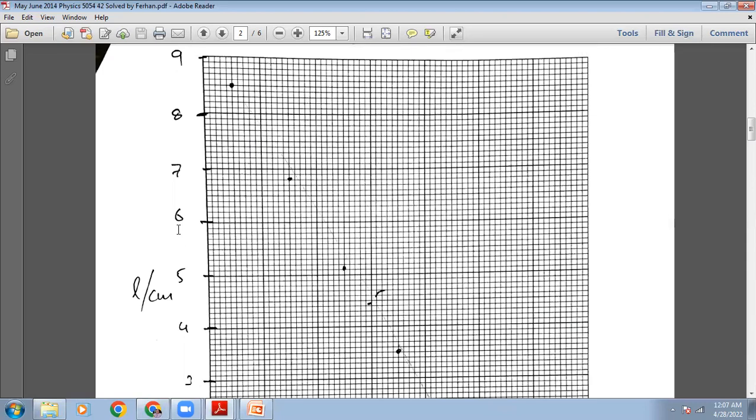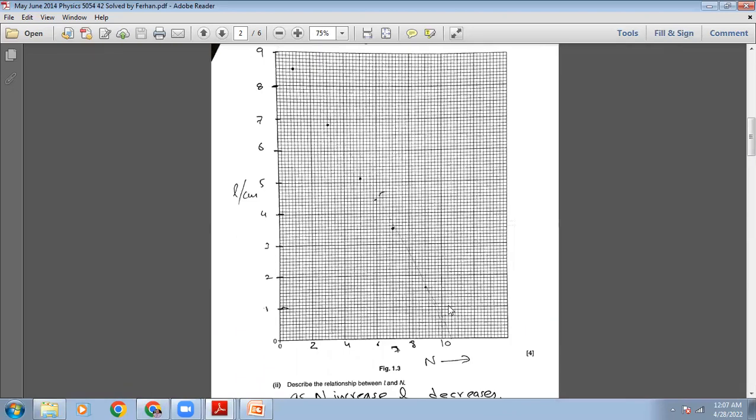That line of best fit I have drawn with the pencil, so it's not that clear. It's basically a curve. It's not that clear in this diagram, but I can show you. Let me reduce the size and I will show you. This is going like this.